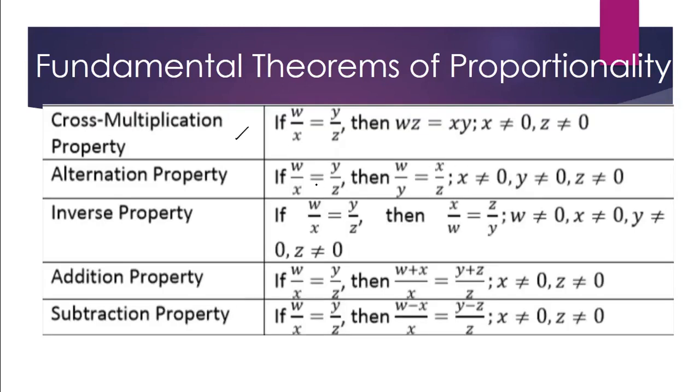Number 1, you do cross multiplication to find the unknown. Number 2, alternation property. Yung ating numerators will be expressed as 1 ratio as well as the denominator. In inverse property, you are just going to get the reciprocal of each ratio, and then they are also equivalent. In addition property, you are going to add the denominators, and subtraction property, you are going to subtract the denominators.